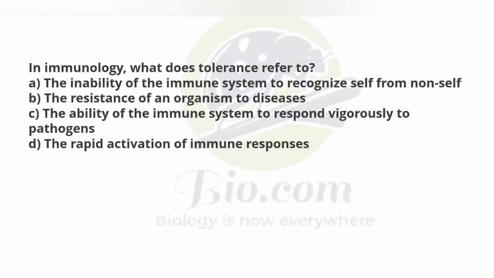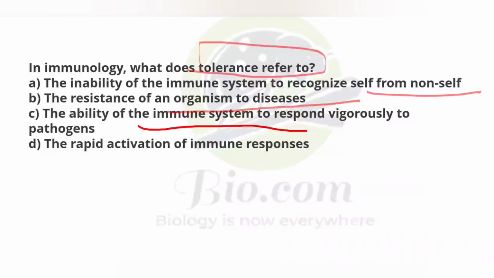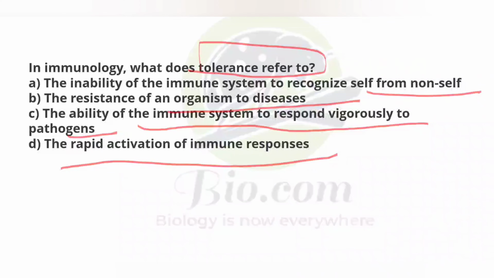Now the most important question: in immunology, what does tolerance refer to? So pay attention to the term tolerance. It is not just an English word, but an important terminology in the immunology section. So tolerance refers to what? The inability of the immune system to recognize self from non-self, or the resistance of an organism to diseases, or the ability of the immune system to respond vigorously to pathogens, or the rapid activation of the immune response.